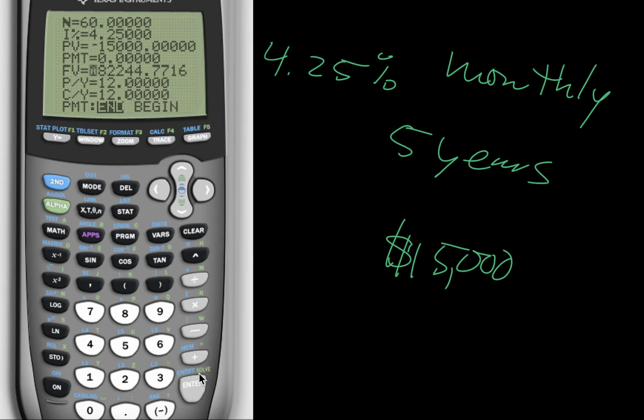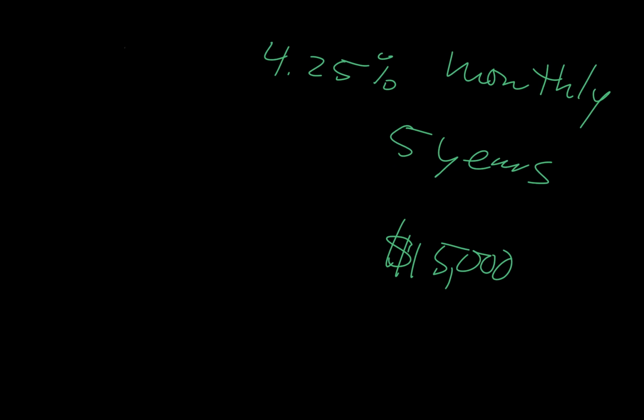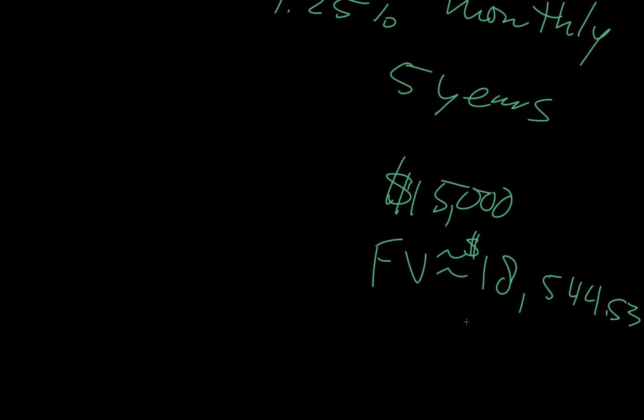If you notice on enter, when we hit the green button, it really does a solve function. And so we hit enter like that, and we look at that number, and if you have your book open, you can see it's the same answer as the book got. And so let's write that down. The final value is approximately $18,544.53. All right, so that was example 18.